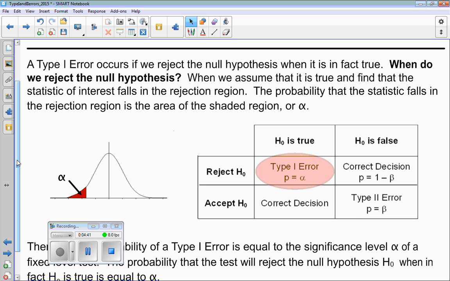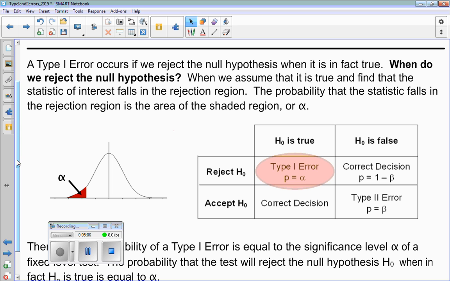Because a type 1 error occurs if we reject the null hypothesis when it's true. When do we reject the null? Well, we reject the null when the p-value is less than alpha. So alpha would be the probability, the likelihood that we would do that. Okay? So type 1 error is just the probability that you would reject the null.